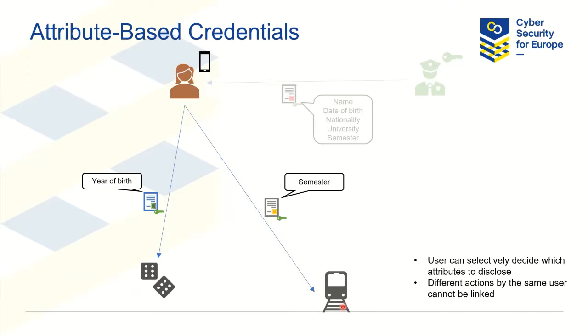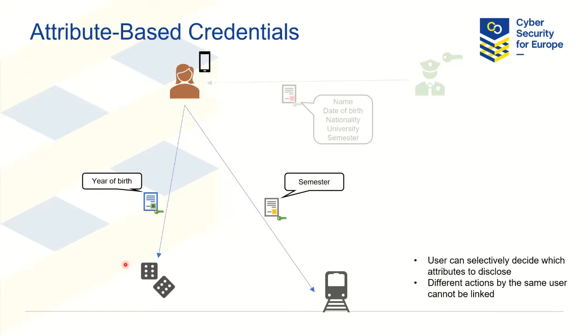For instance, when the user wants to buy a train ticket in order to receive a student discount, she might be requested to reveal the current semester of her student ID, but nothing else. So it's only important that she's really currently subscribed at the university. Similarly, when the user wants to authenticate towards an online service, she might be requested to reveal her birth date to prove that she is old enough to access the service.